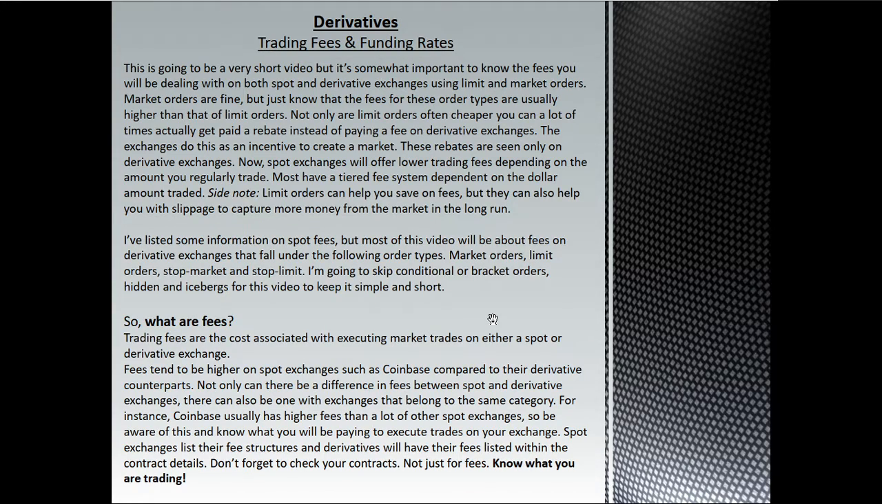So you can have two different spot exchanges, and they could be vastly different from each other. For instance, Coinbase, everybody knows about their higher fees. They usually have higher fees than a lot of other spot exchanges. So please be aware of this and know what you'll be paying to execute trades on whatever exchange you're using. Spot exchanges do list their fees in fee structures, and derivatives will have their fees listed within the contract details. Don't forget to check your contracts, not just for fees. You really have to know what asset you are trading. All right, so next slide.